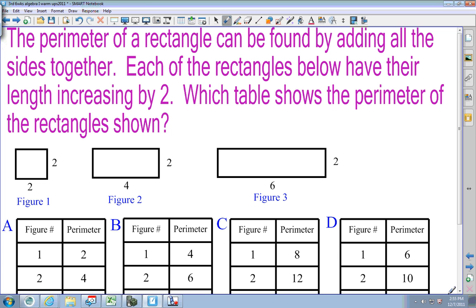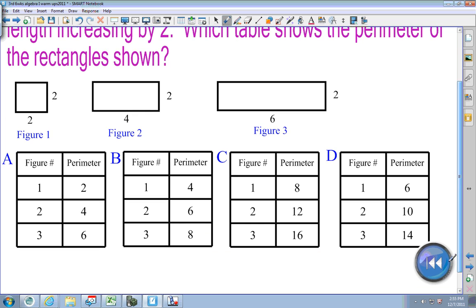Here's the next one. It says the perimeter of a rectangle can be found by adding all the sides together. Each of the rectangles below have their length increasing by 2. Which table shows the perimeter of the rectangle shown? Okay, so in figure 1, what is the perimeter?